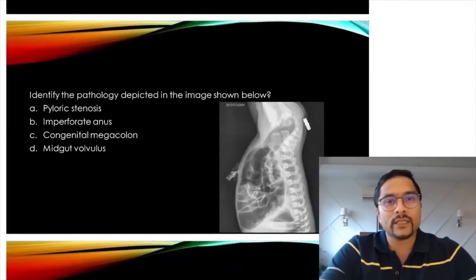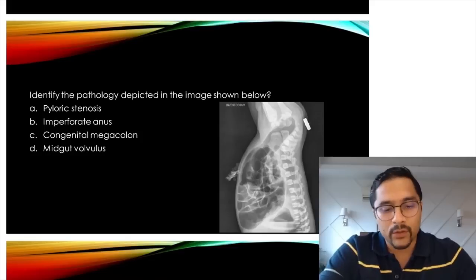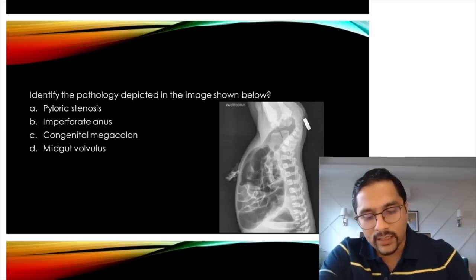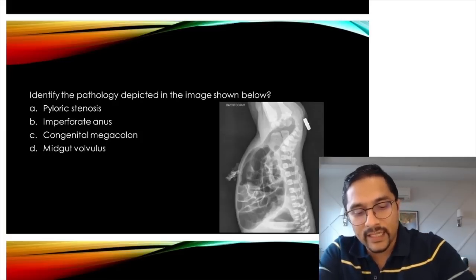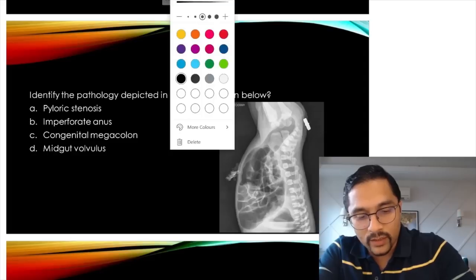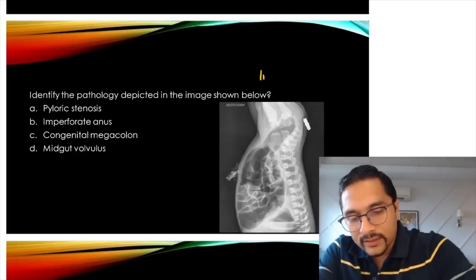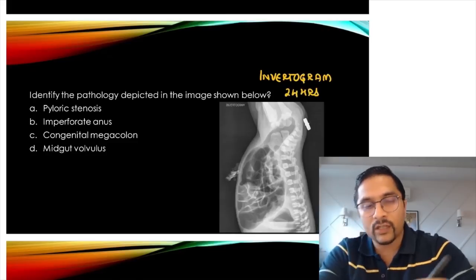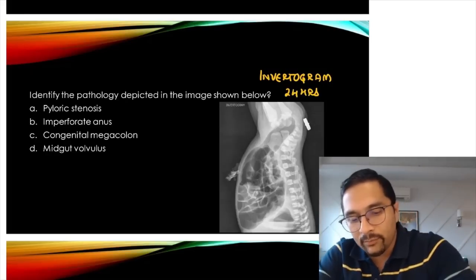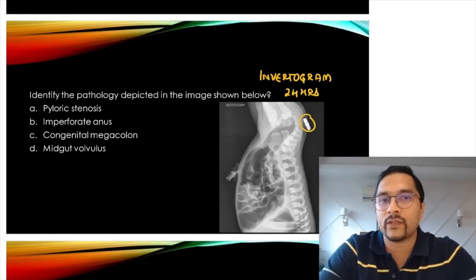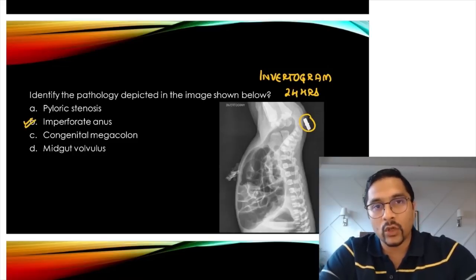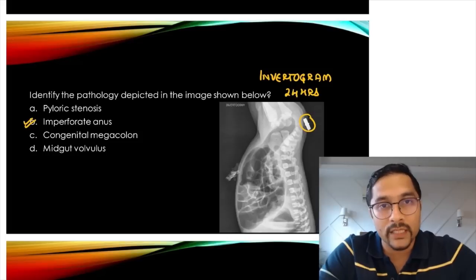The other question also has been asked previously. Identify the pathology depicted in the image below. So this was a correlation with radiology, and you can see the investigation which they have shown us here. This is known as an invertogram, right? An invertogram is usually done after 24 hours, where you invert the child and you put a metallic pointer at the proposed site of the anal opening. This is done for imperforate anus or anorectal malformations.